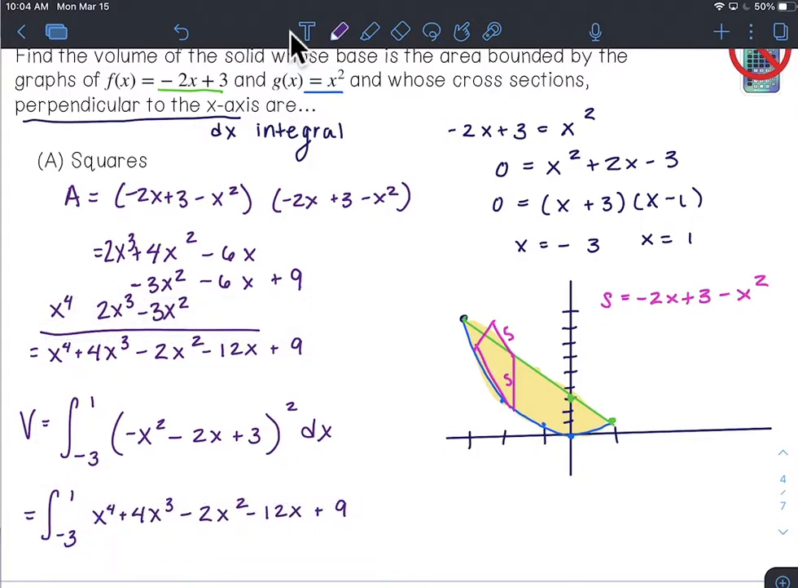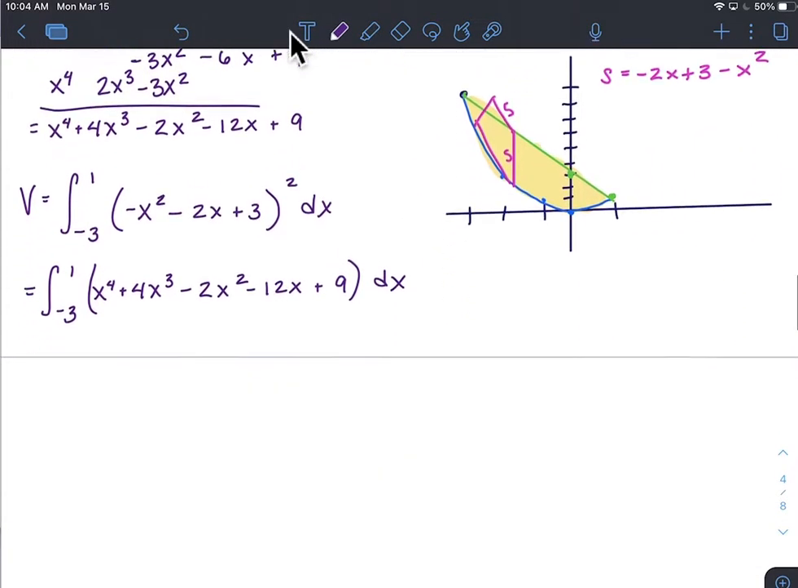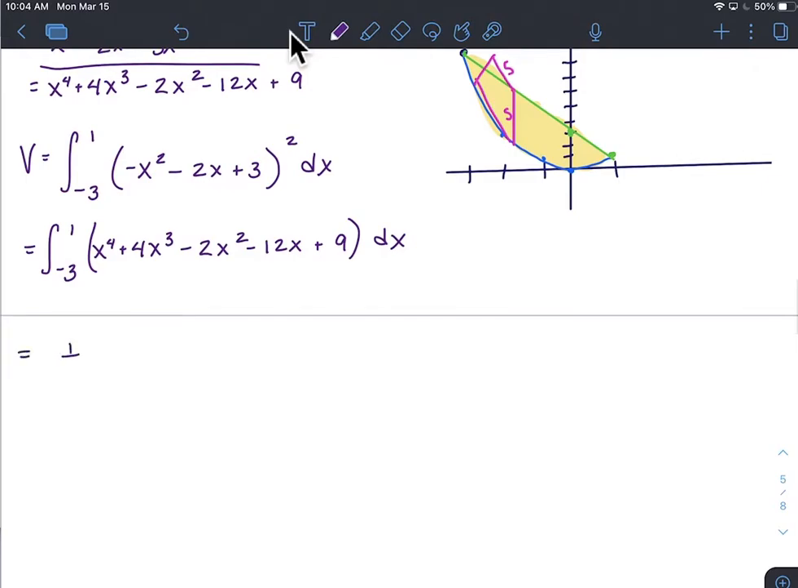Throw that in my integral. Maybe I was silly to say this was a non-calculator question, but that's okay. Throw some more page room in there. Okay, so we got 1/5 x to the 5th plus x to the 4th minus 2/3 x cubed minus 6x squared plus 9x. We're going to evaluate that from -3 to 1.